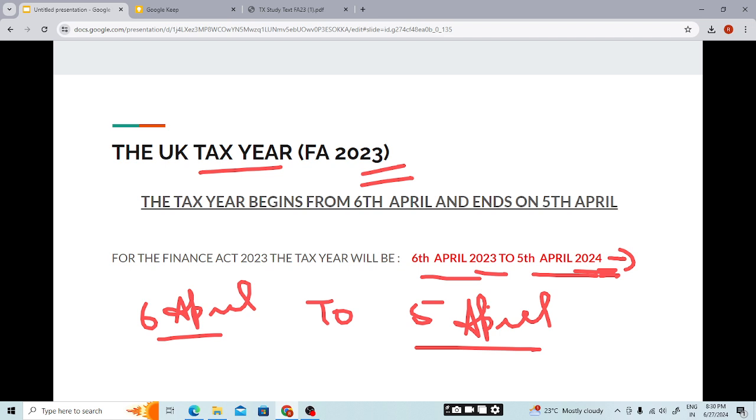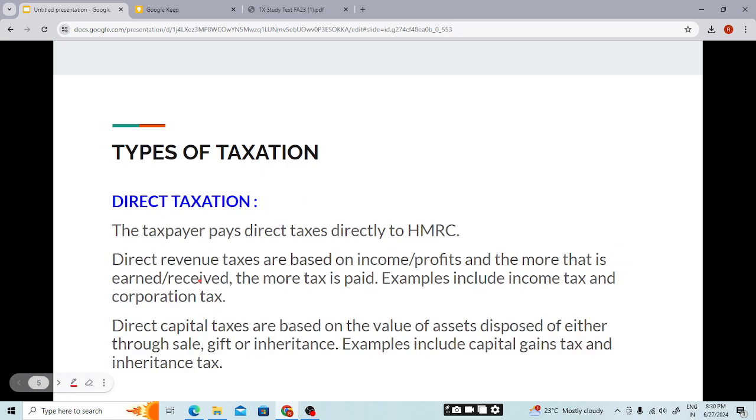So the tax year will be 1 year back when compared to the accounting year. Many people confuse the accounting year and the taxation year, so keep this in mind that the tax year is 1 year back. Done with this, we'll be moving to the next concept, that is types of taxation.